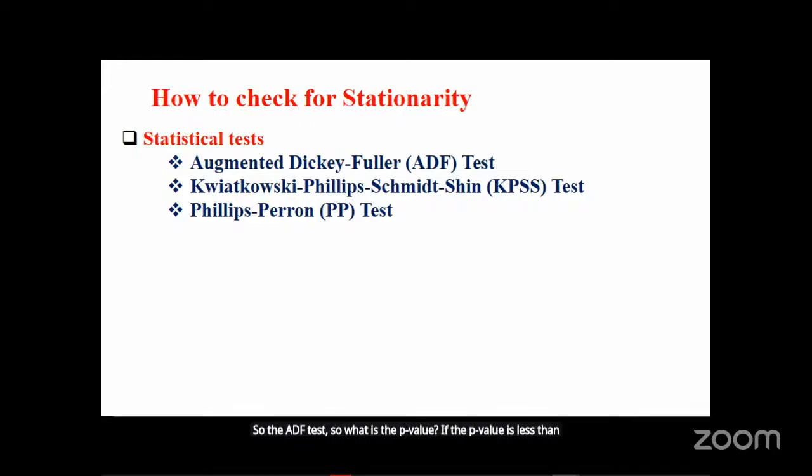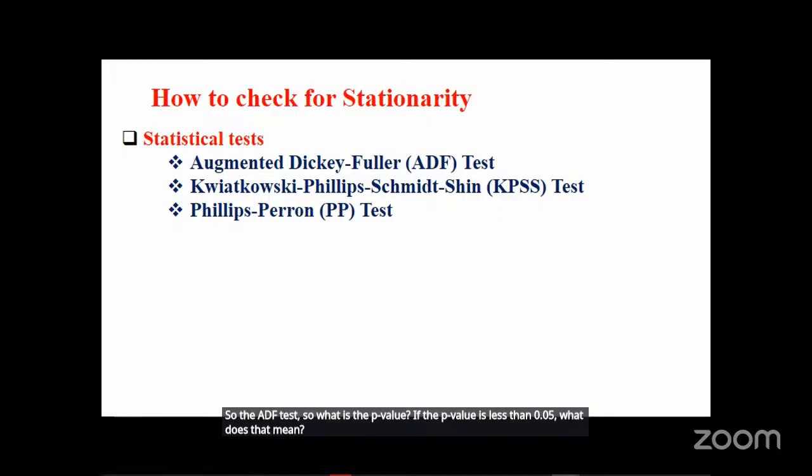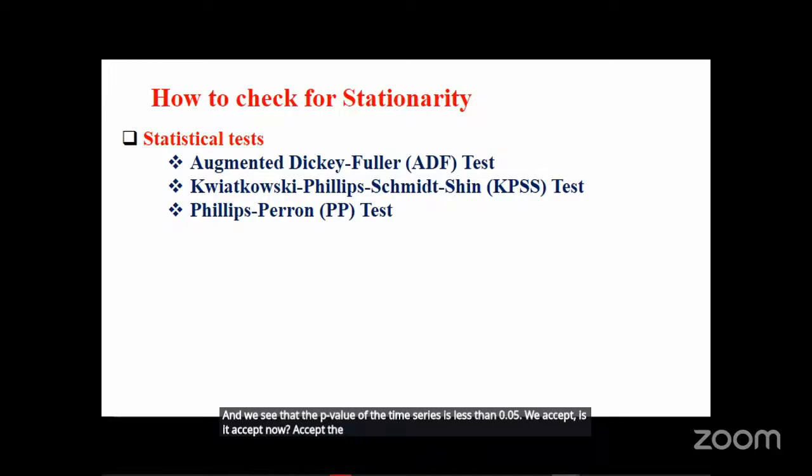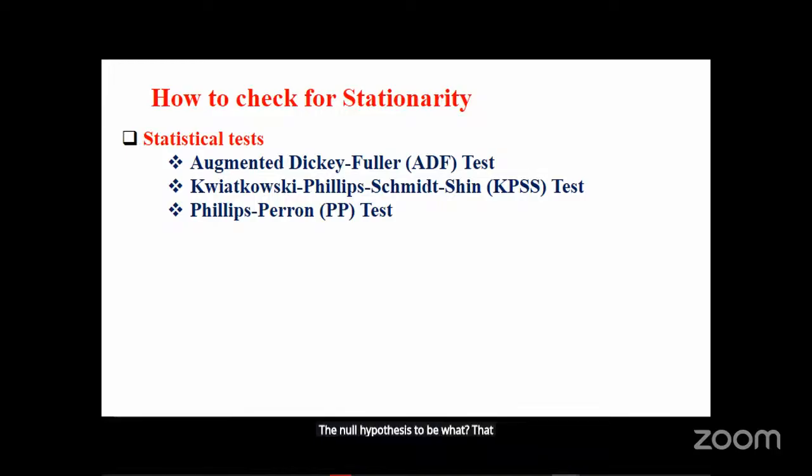If the p-value is less than 0.05, what does that mean? So after carrying out the test, if we see that the p-value of the time series is less than 0.05, we reject the null hypothesis, and the series is stationary. There are other tests we can use, such as the KPSS test, to check for stationarity. We can also explore some of these, but I use the ADF test more often.